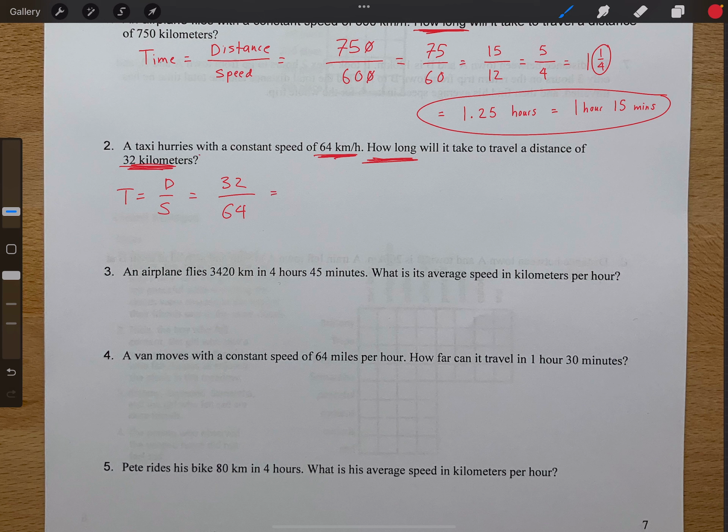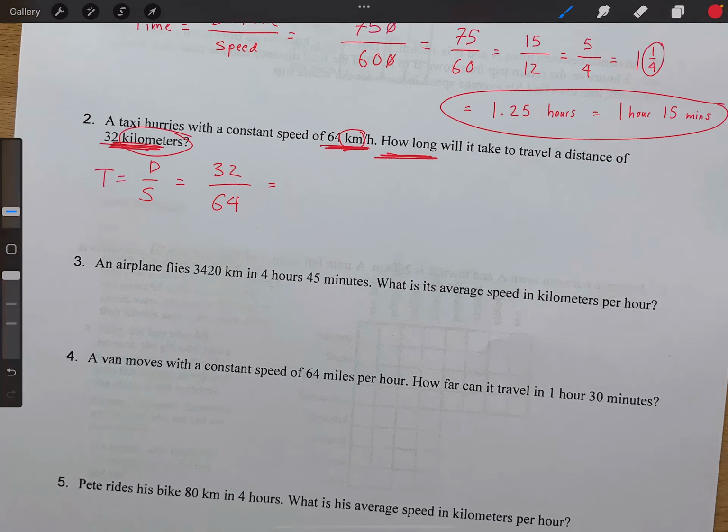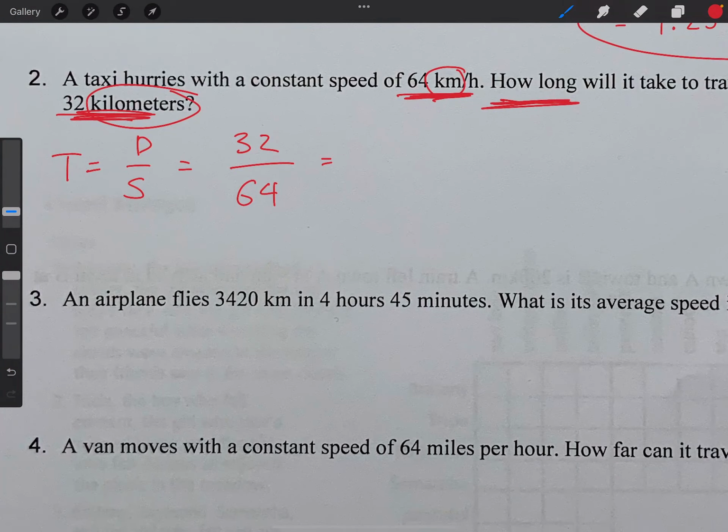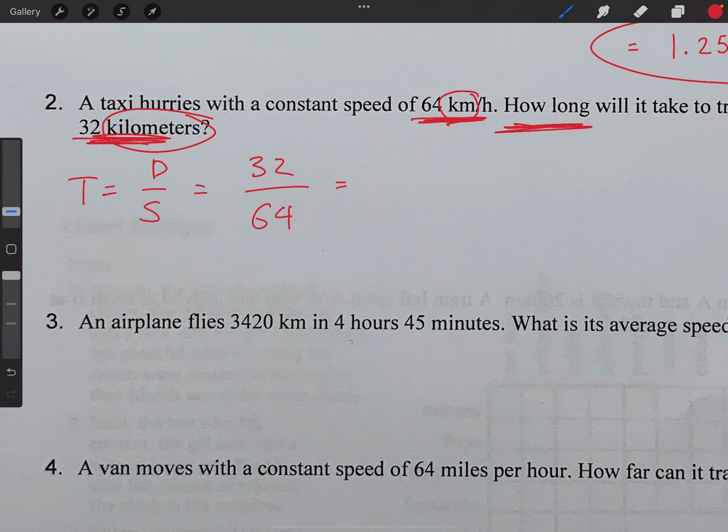Now, because they're both in kilometers, it's fine to divide. If they're not, you have to be careful and convert. Alright, so since they're both kilometers, we just divide normally. Okay. So you can see that 32 and 64, we can divide them both by 8. 32 divided by 8, you're going to get 4. And 64 divided by 8 is just 8. And you can see clearly that this is going to be a half.